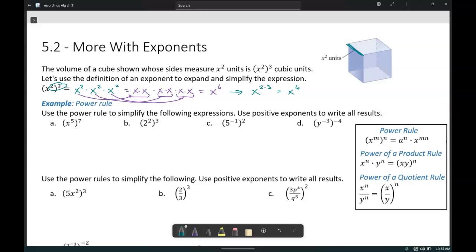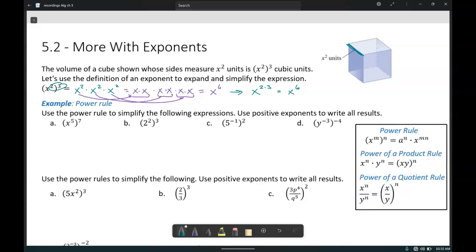When we are multiplying two things together and we have the same exponent, we can apply that exponent to both of those. And the power of a quotient rule says the same thing. If we're dividing two things, that exponent applies to both the numerator and the denominator. So let's go ahead and simplify some expressions.